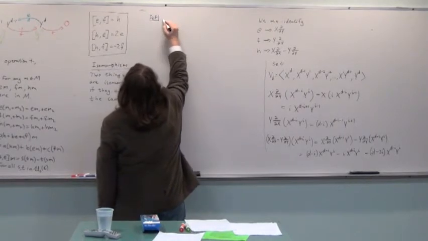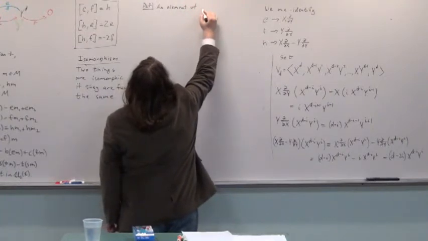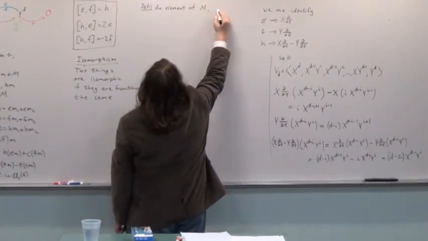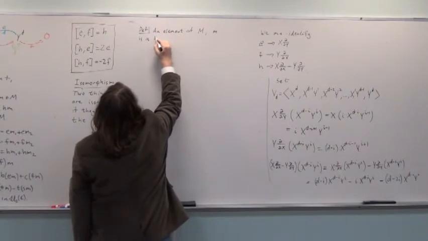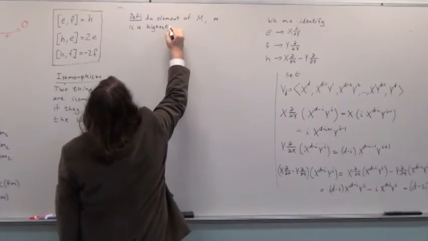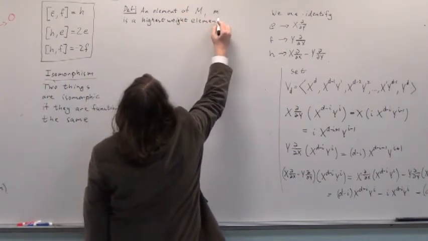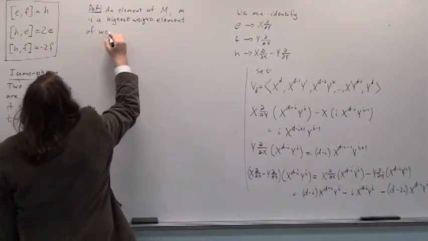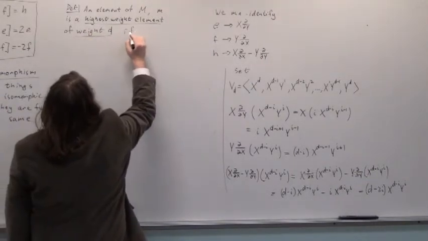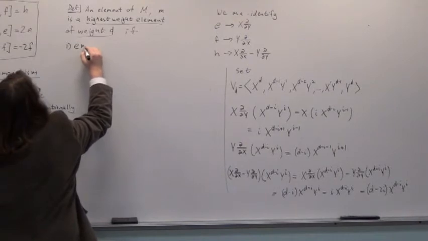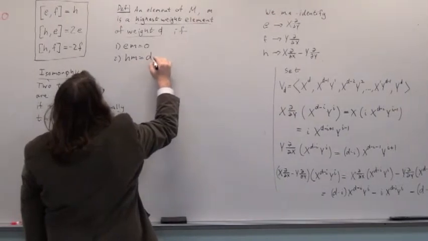So what we do is we define something. The definition: an element of M, let's call it little m, is a highest weight element of weight D if 1, E times M is 0, and 2, H times M is equal to D times M.